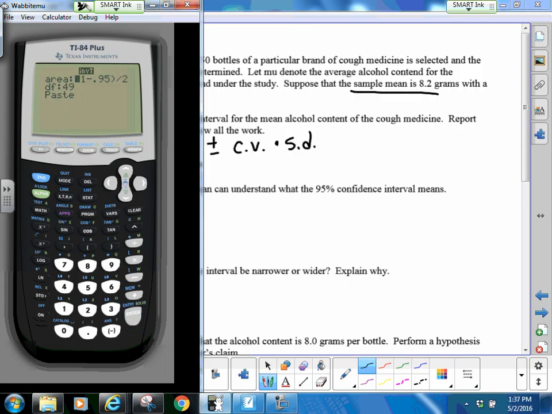And I have this left up here from earlier. Is everybody okay with why I did 1 minus 0.95 divided by 2? Because it's a confidence interval, and we've got to share that 5% equally on both sides. Degrees of freedom, n minus 1. And I got 2.01.